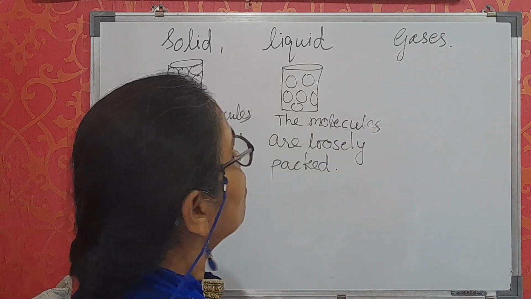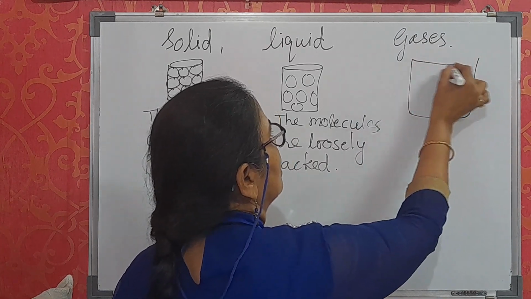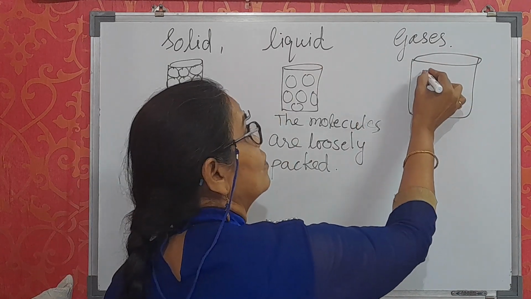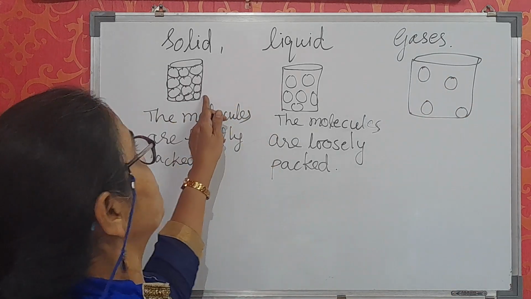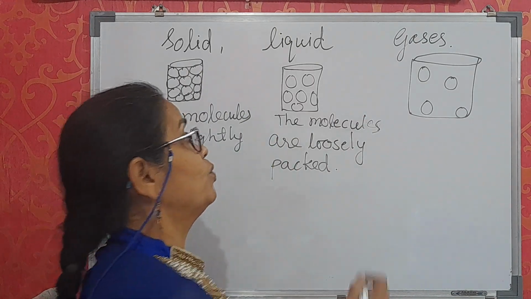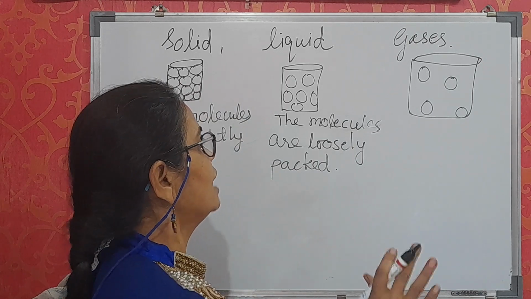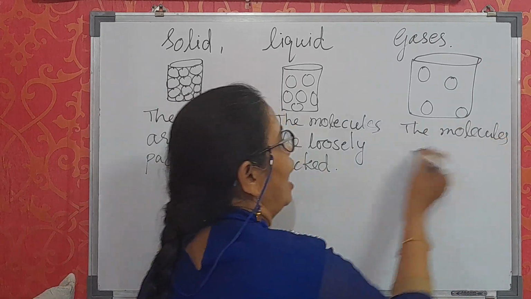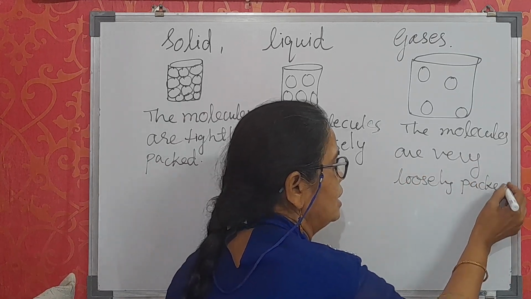Right? Now look at the gases. I have shown you the balloon. The molecules of gases are very loosely packed compared to solid and liquid. That means they do not have proper shape and size. So the molecules are very loosely packed in gases.